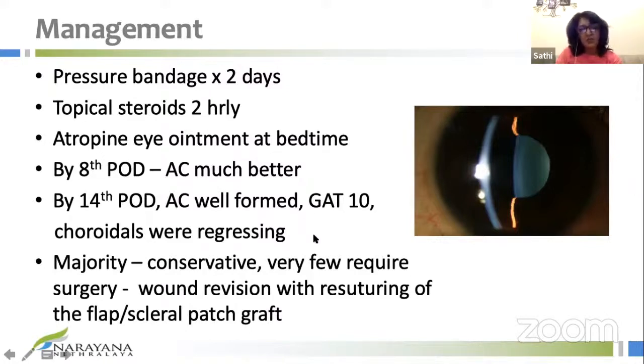Again, the majority of these settle down with conservative management. Very few require surgery. If the chamber does not form, then a wound revision with resuturing of the flap may be required. If the flap is badly damaged, then you may have to consider a scleral patch.